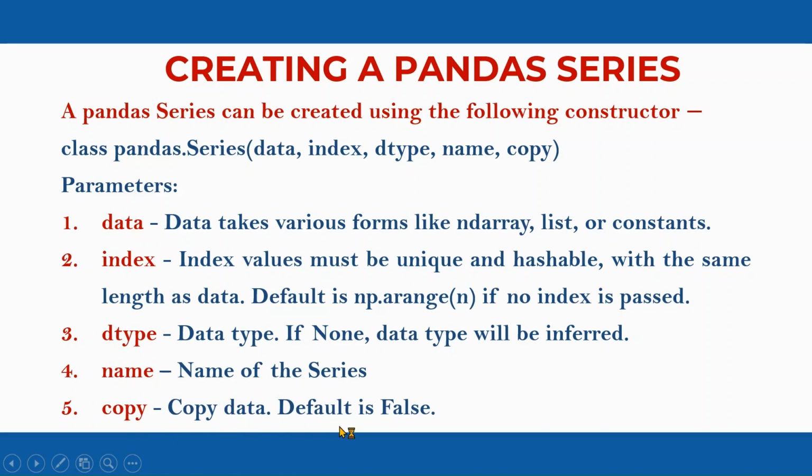Suppose you have an original copy, and any modifications you are doing will be reflected in the original series only, but sometimes I don't want to disturb the original copy. I want to make the modification on a different copy. So set copy equal to true. Then it will make a different series, and whatever modifications you make will affect only the copy of the original data, not the original data.